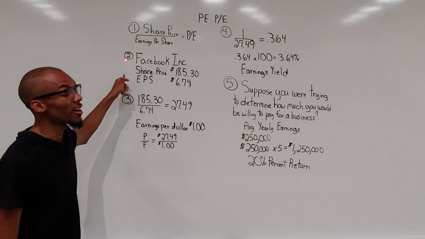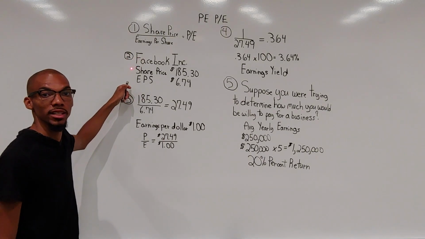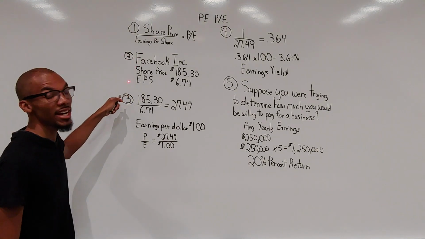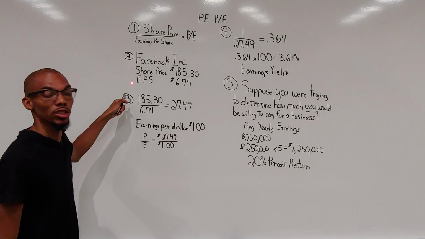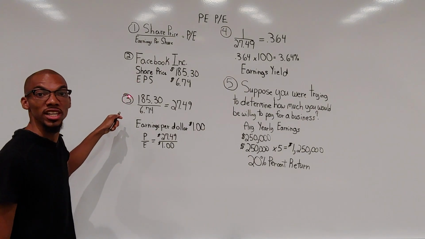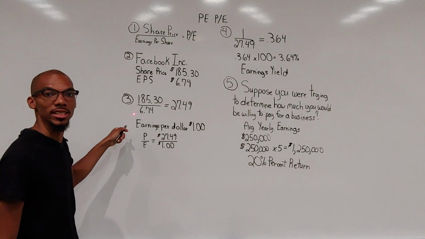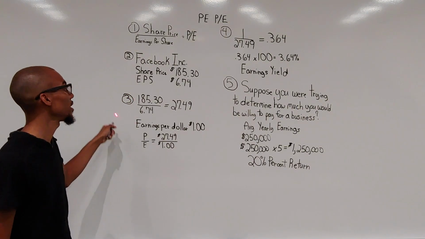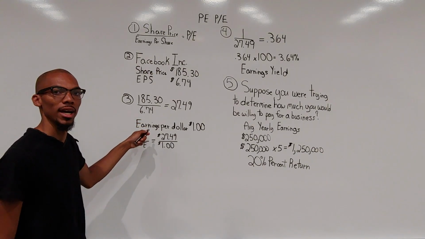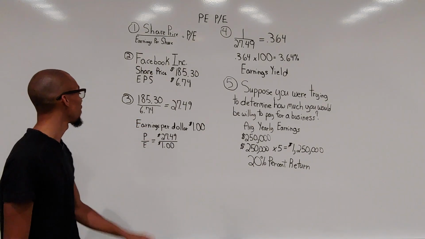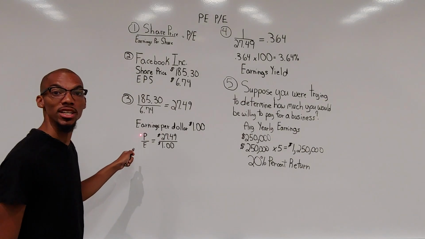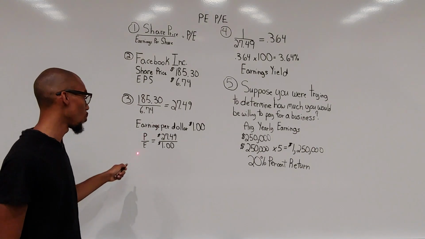Facebook Incorporated current share price is $185.30. The earnings per share is $6.74. So if you take the share price, $185.30, and divide it by the earnings per share, which is $6.74, you will get 27.49. So that tells us for every $27.49 we invest, we'll get $1 back.